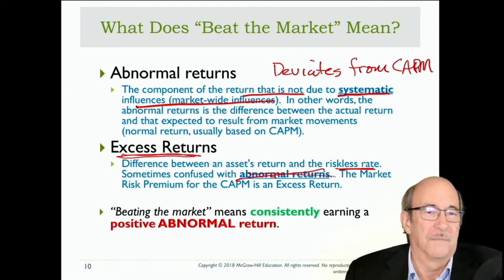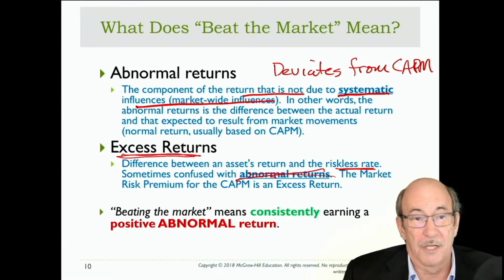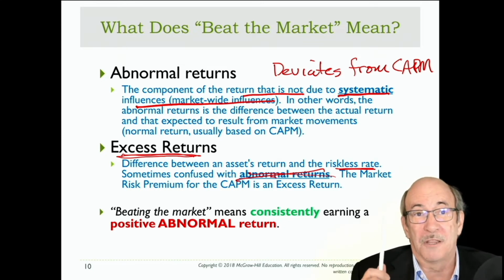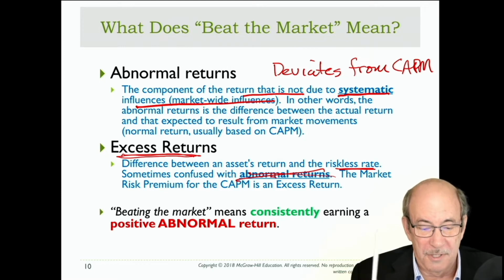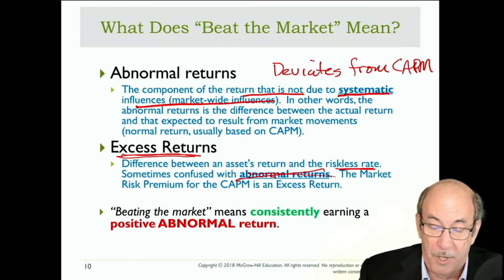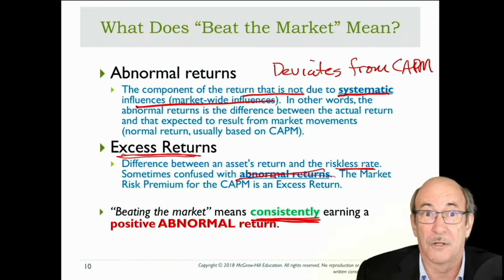Excess means I'm getting something to take a risk above and beyond the risk-free rate. That's not what I'm looking for. What I'm looking for, if I want to beat the market, is an abnormal return. So always keep that top of mind. And by the way, it also has to be consistent. We have to be able to do this regularly.